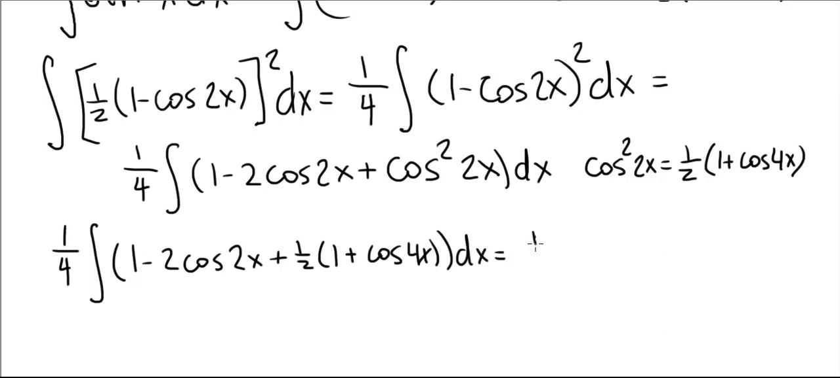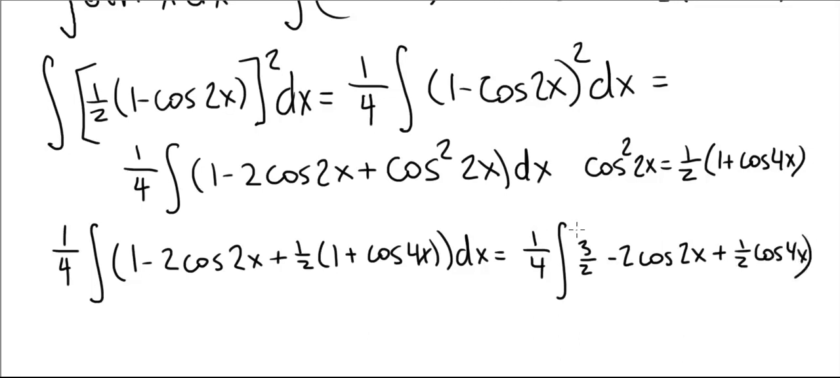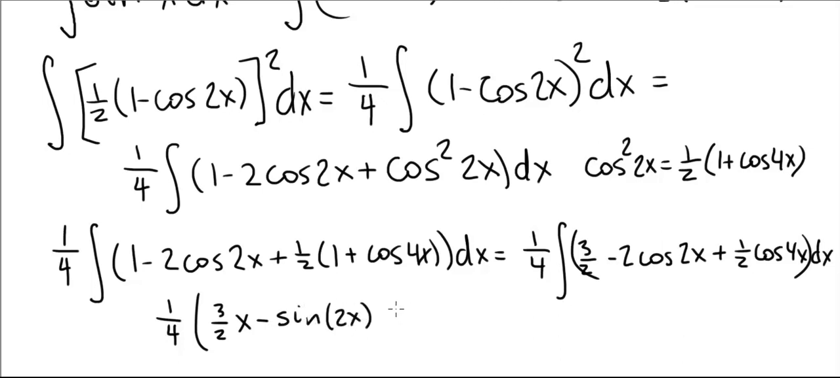Let's simplify this a little more. This is 1/4. We have 1, and then 1/2 times 1 is 1/2, so that gives us 3/2 minus 2 cosine 2x plus 1/2 cosine of 4x. And we can now integrate. So this is 1/4. The integral of 3/2 would be 3/2 x. The integral of minus 2 cosine of 2x would be minus sine of 2x. And the integral of 1/2 cosine of 4x would be 1/8 sine of 4x.